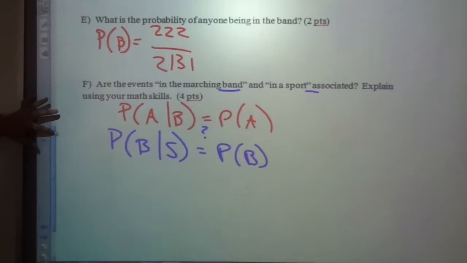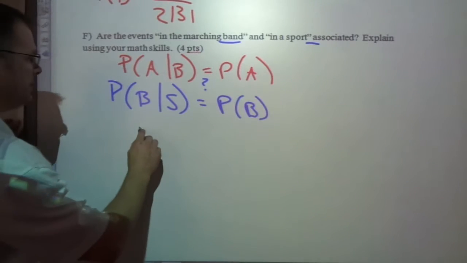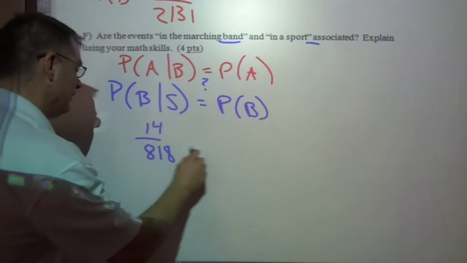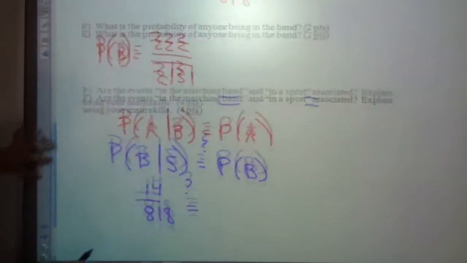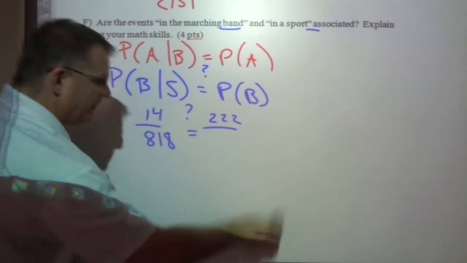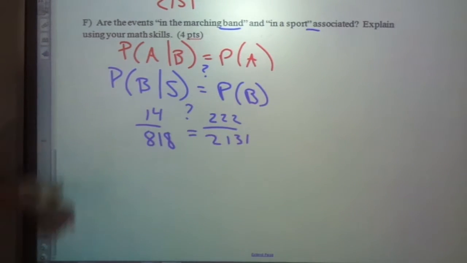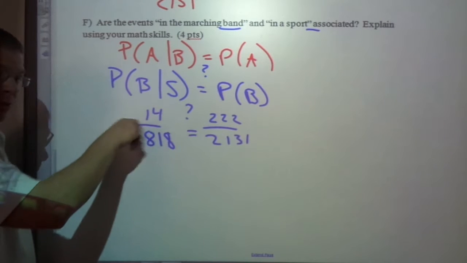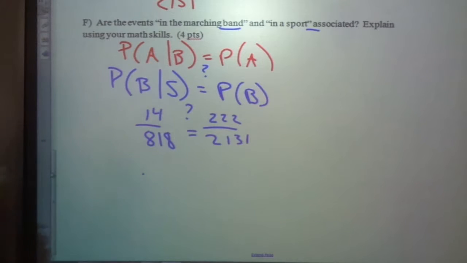We already found the probability of being in the band given sport was this. 14 out of 818. Does that equal the probability of just being in the band? That was this. And you see I'm looking for, oops, 2131. I'm looking for what formula are you using? What are we trying to see? Don't just throw down numbers and expect me to figure out what your numbers are. Is this true? So can I get some calculator friends to punch this up as a decimal? Yes, what's the first one? Speak up.